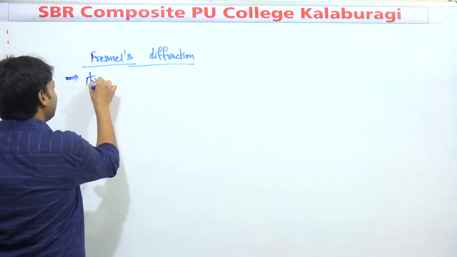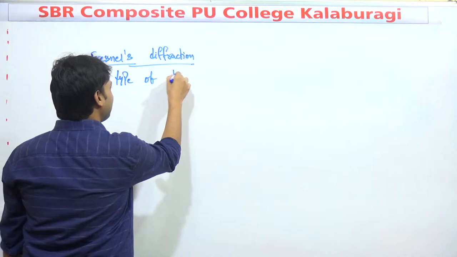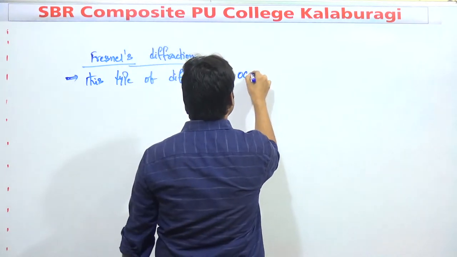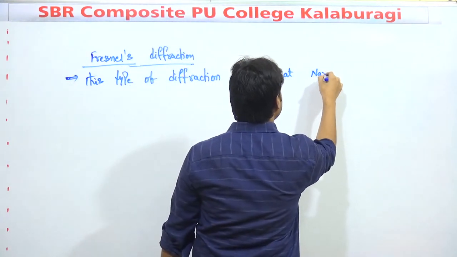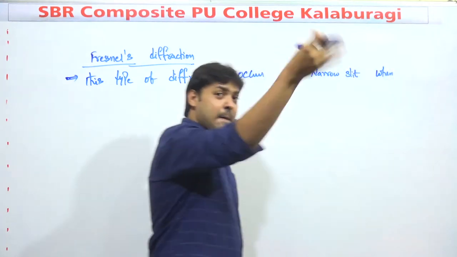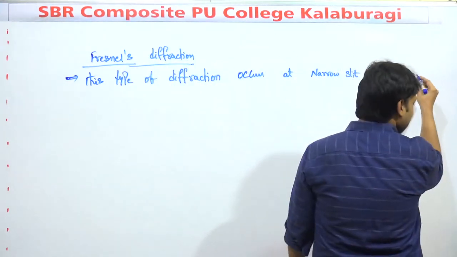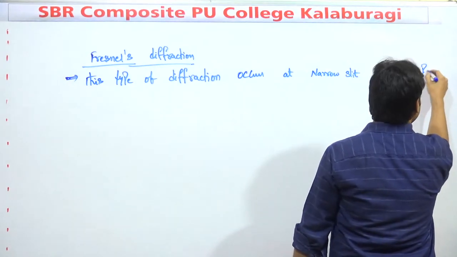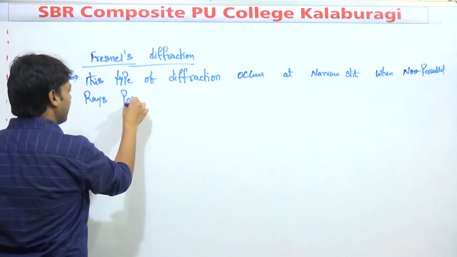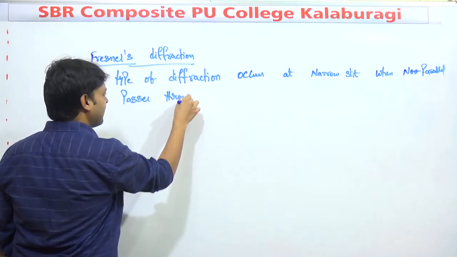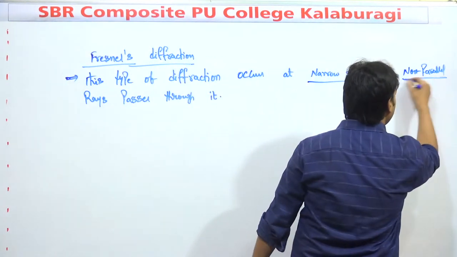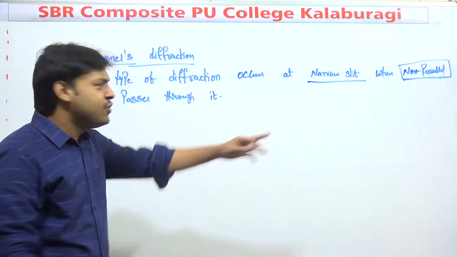Definition. This type of diffraction, same like the previous definition I have written for Fraunhofer's, the same thing. This type of diffraction occurs at a narrow slit, when non-parallel rays pass through it, or through the slit. So what is the difference? There, parallel rays; here it will be non-parallel rays passing through the slit.